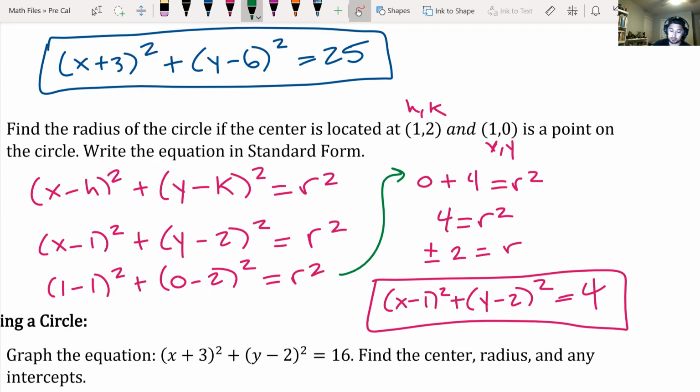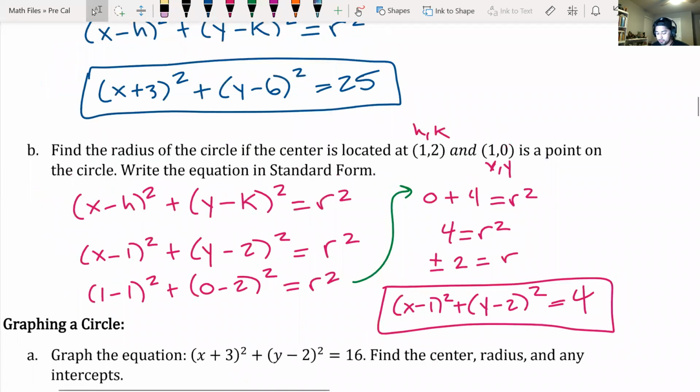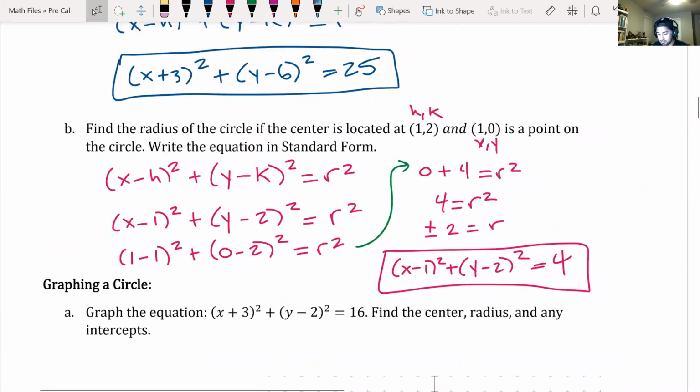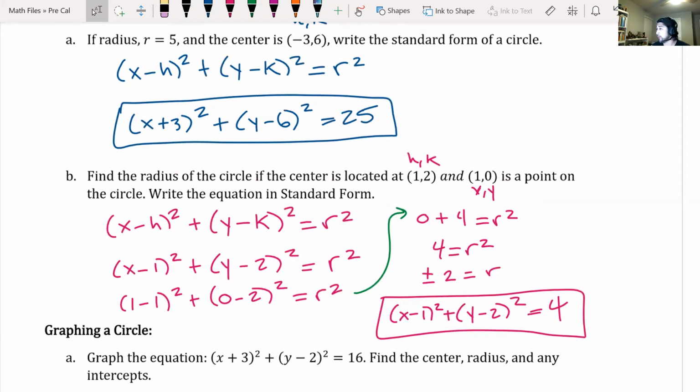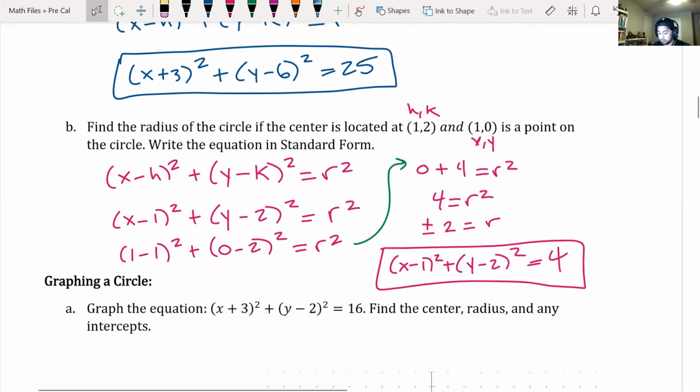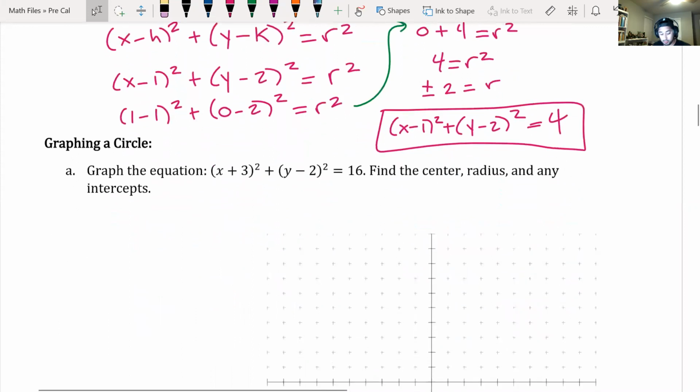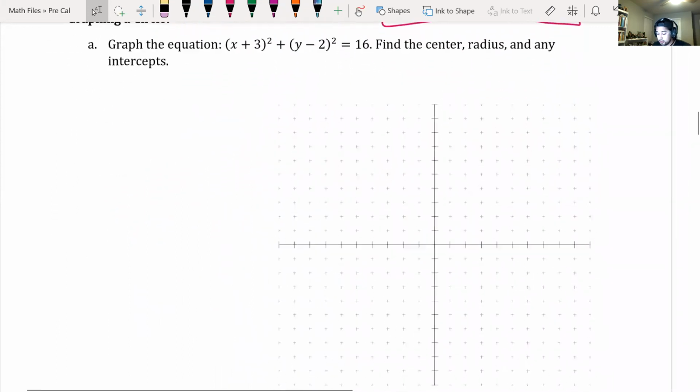Okay, excellent. So, wait, radius squared? I mean, well, yeah, the radius is 2, but that means radius squared would be 4. Okay, everybody good with those? Basically, you're given the pieces, just put them together to create the equation of a circle. Nothing crazy. Okay. Next is graphing.